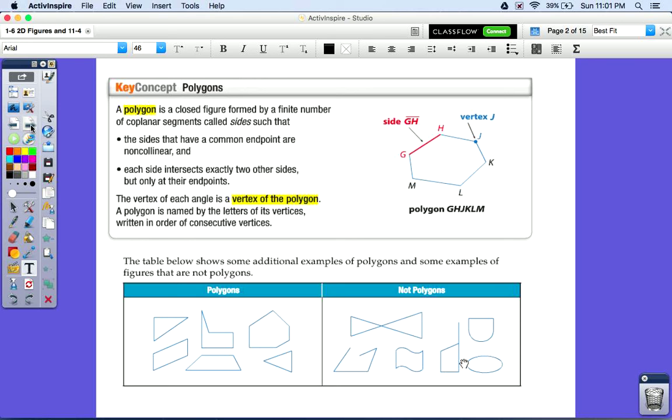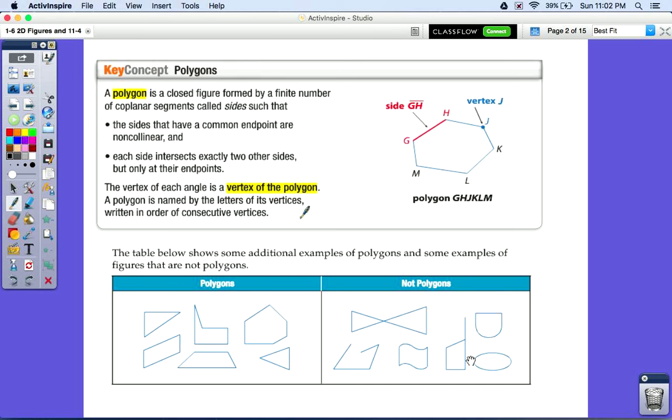Now, those sides must have a common endpoint that is non-collinear, meaning that that endpoint can't be somewhere over here, where if M had moved over here, those 3 points would be in the same line. Therefore, that side, GM, would actually be eliminated. And each side must intersect exactly 2 other sides, but only at their endpoints. So that means each side should intersect 2 other sides, but it won't intersect in the middle of that side.